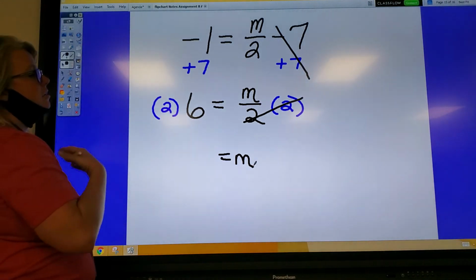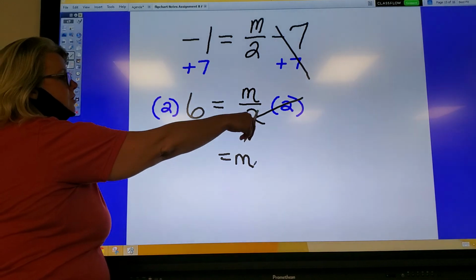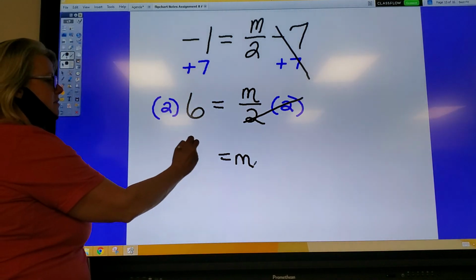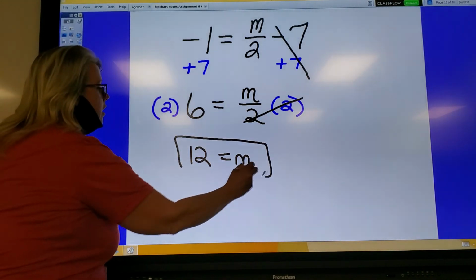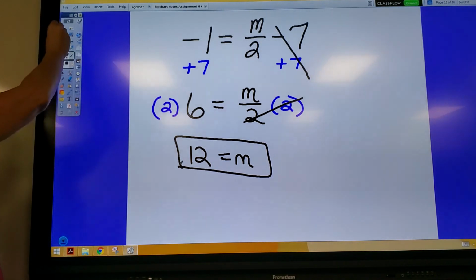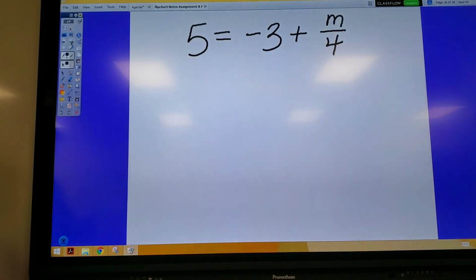All right, and then your last step, you're left with m over 2. So we're going to multiply by 2. 2 times 6, 12. All right, we have one more, and then we will be finished, and you'll be ready for your assignment. Go ahead and do that last one.